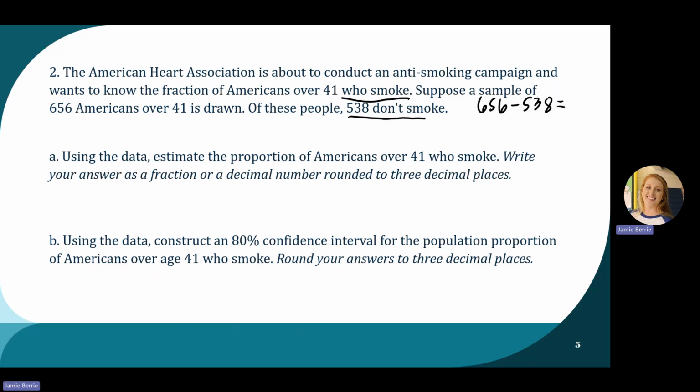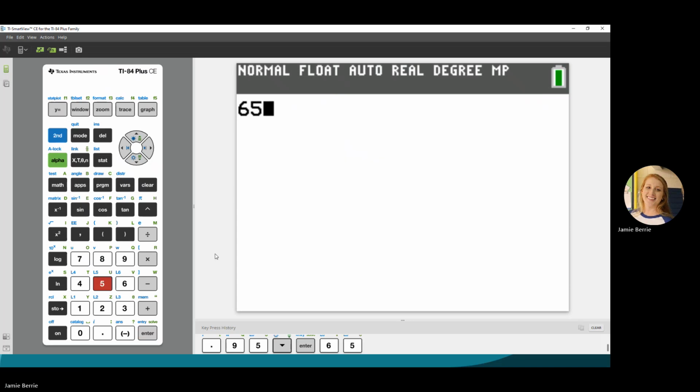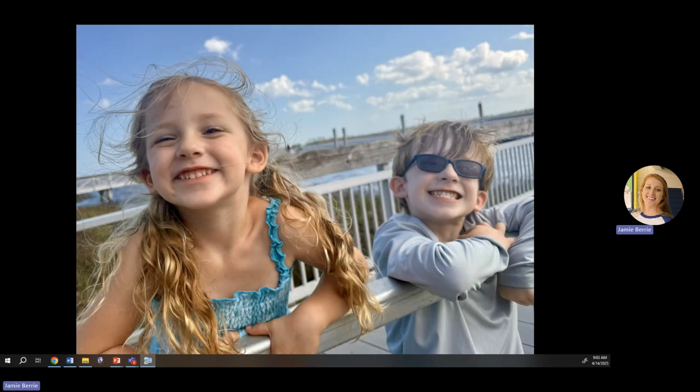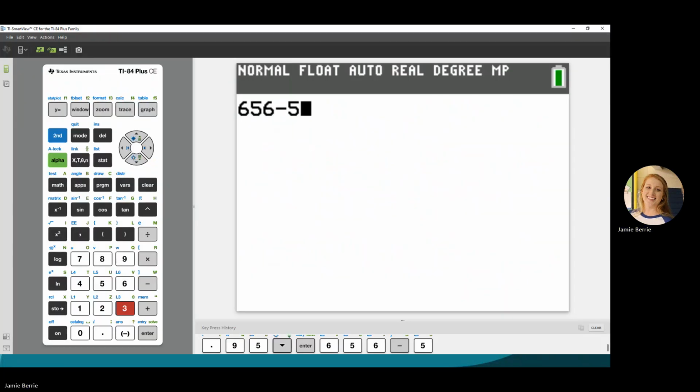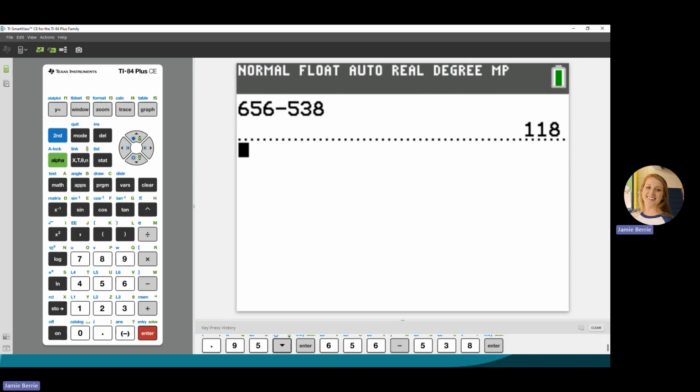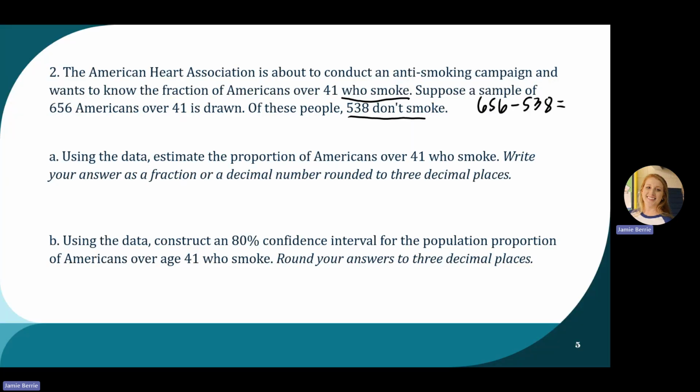All right, so 656 minus, what was it, 538? I have the memory of a goldfish. Yep, 538. 118 did smoke. All right. 118 smokers. So whenever we go and do our confidence interval, our X, our number of successes, that's going to be 118 smokers. Our sample size was that 656 that got surveyed.